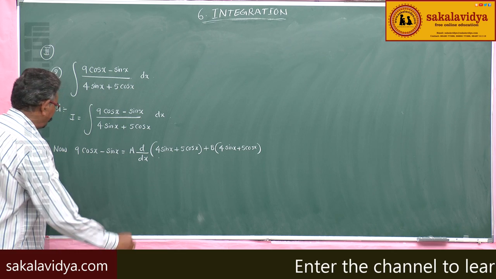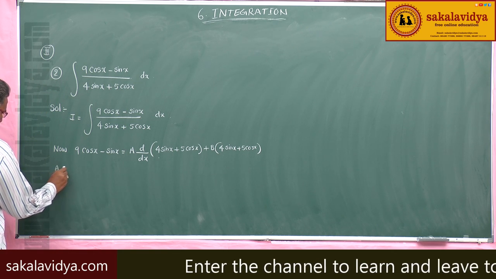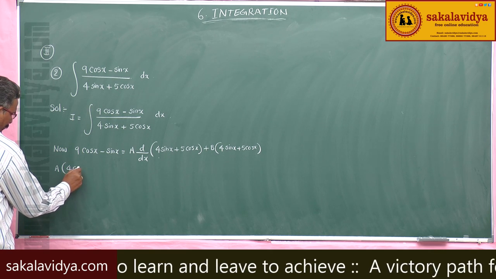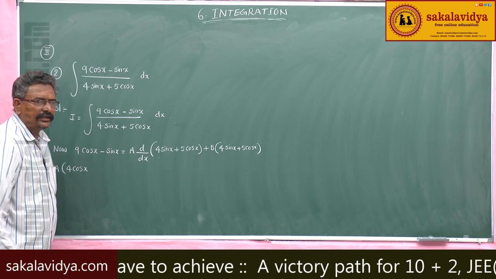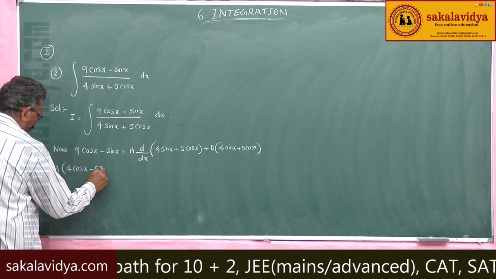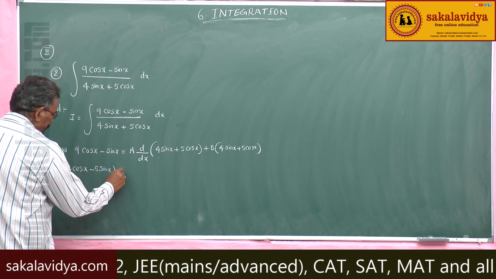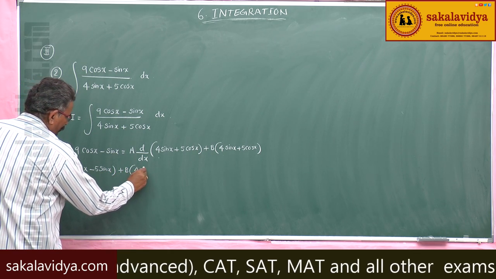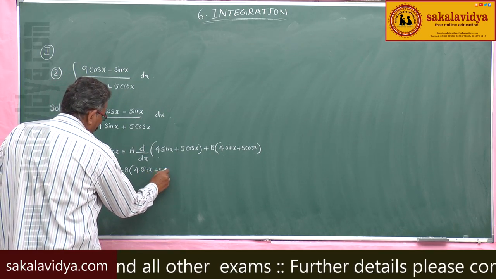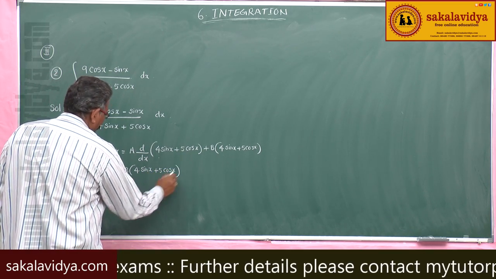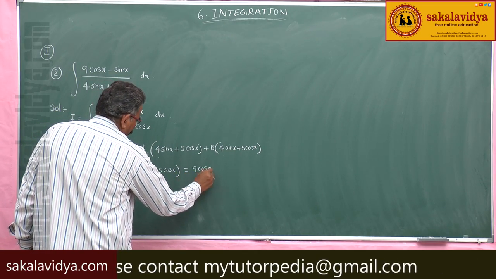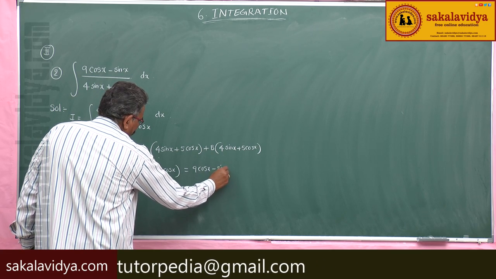Now a of, what is the derivative of 4 sin x? 4 cos x. What is the derivative of 5 cos x? Minus 5 sin x. Plus b of 4 sin x plus 5 cos x equal to 9 cos x minus sin x.